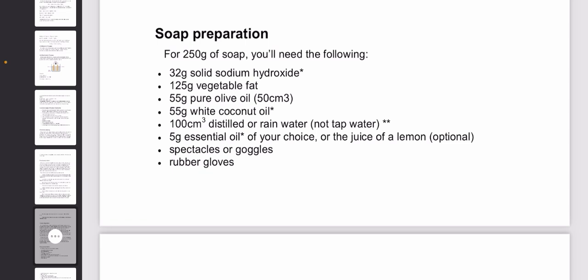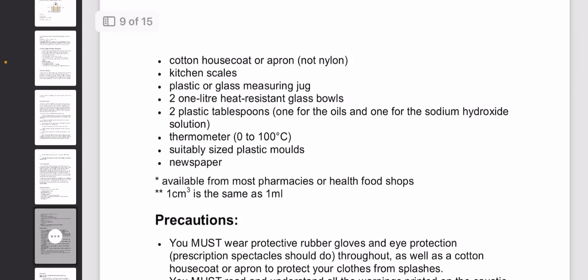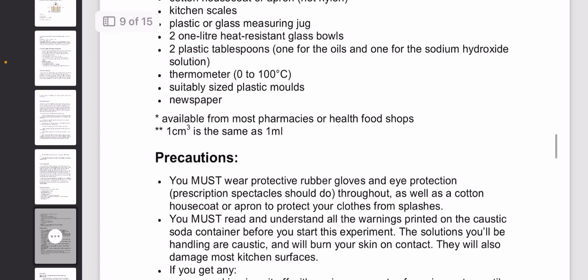You can use the juice of a lemon instead of essential oils. You will also need a spatula, goggles, and rubber gloves, a cotton housecoat or apron, kitchen scales, a plastic or glass measuring jug of 2 liters, heat resistant glass bowls, 2 plastic tablespoons, thermometers, suitably sized plastic molds, and newspaper. Sodium hydroxide is available from most pharmacies or health food shops.